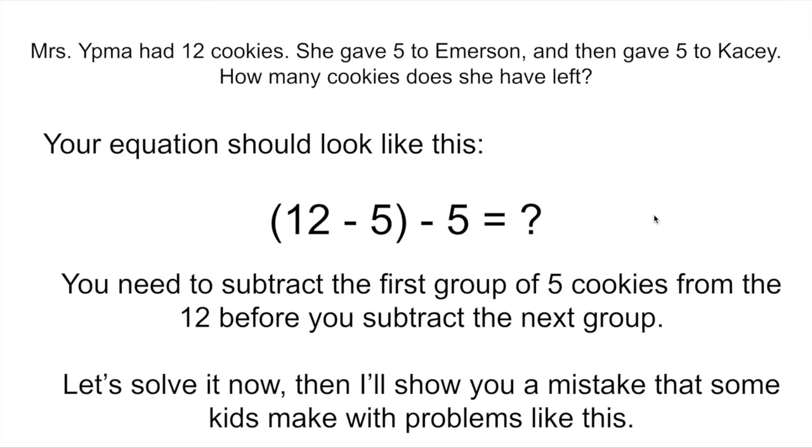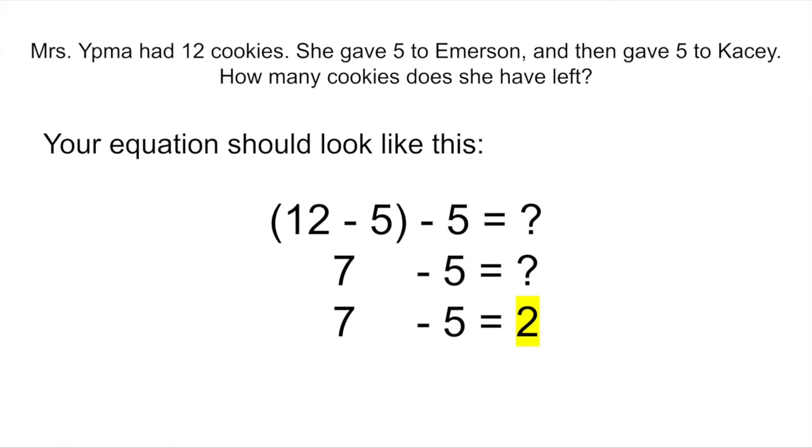Pause the video and see if you can solve it. You ready? Here we go. Underneath 12 minus 5, I put a 7, and I dropped the rest of it down. Our new equation is 7 minus 5 equals question mark. Now we can solve it. 7 minus 5 is 2. Mrs. Itma had 2 cookies left over at the end.